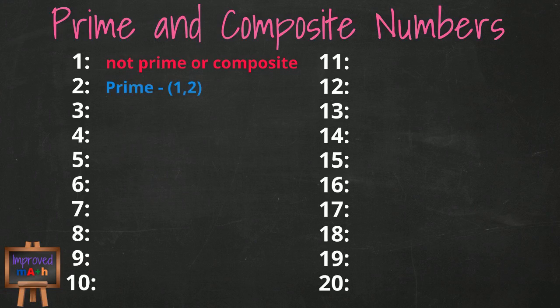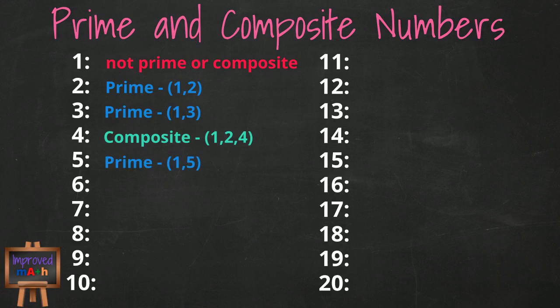2 is a prime number because the only factors of 2 are 1 and 2. That is, 1 and itself. 3 is also a prime number because the only factors of 3 are 1 and 3. Now 4 is a composite number because its factors are 1 and 4 and then 2 and 2.